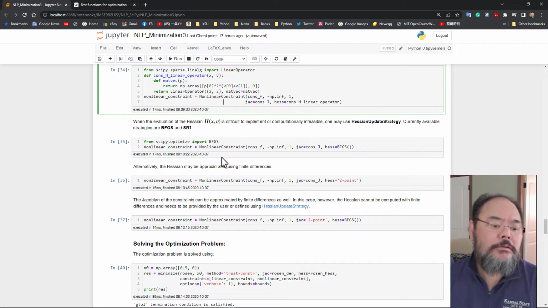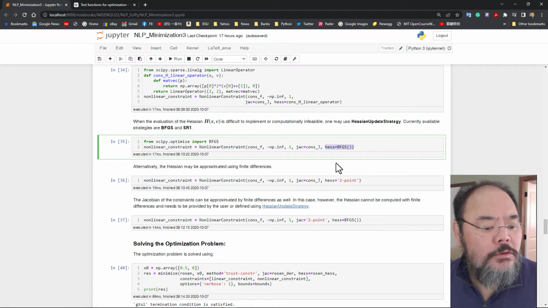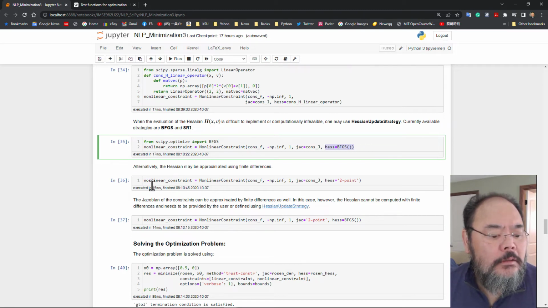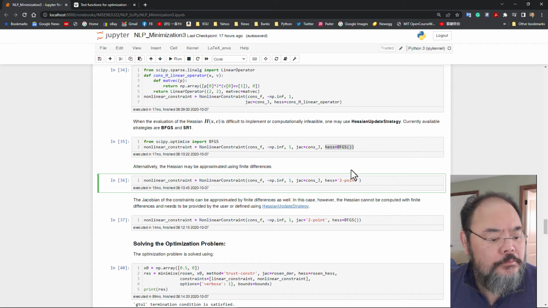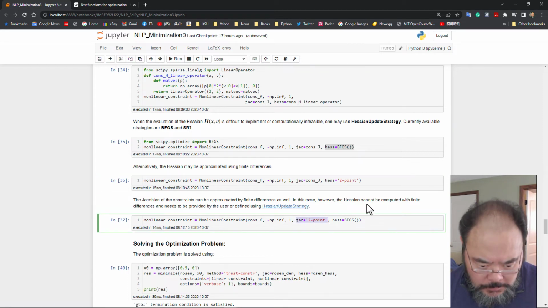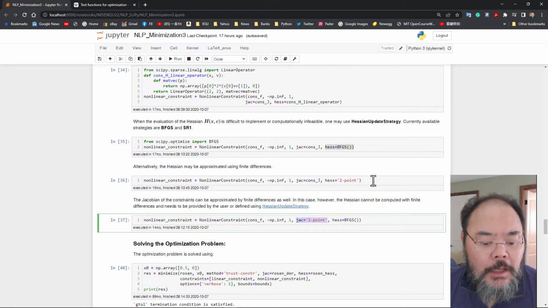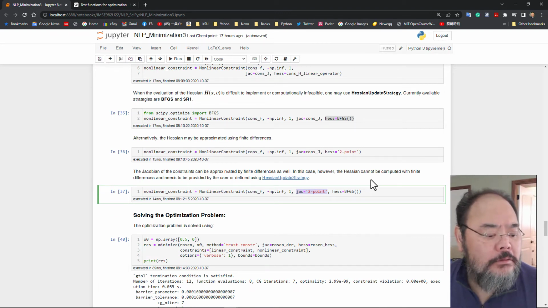Okay, so for the same nonlinear constraint we can use the Jacobian information, and for the Hessian, I'm just using the BFGS algorithm to approximate. Also, the Hessian can be approximated by a linear two-point method, basically the SR1 update. Same thing, the Jacobian can also use the two-point update as a default, if the Jacobian calculation is somehow difficult.